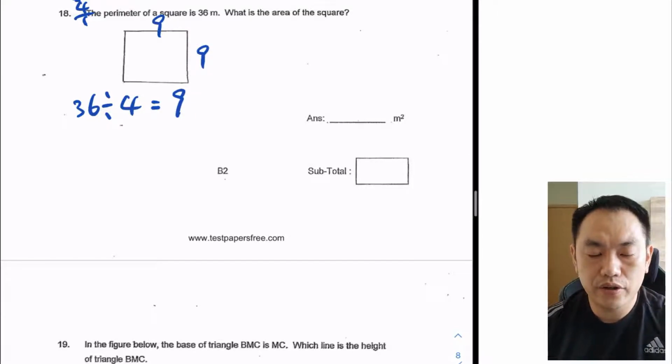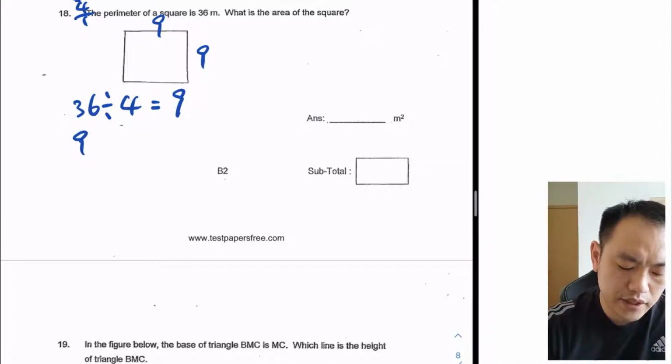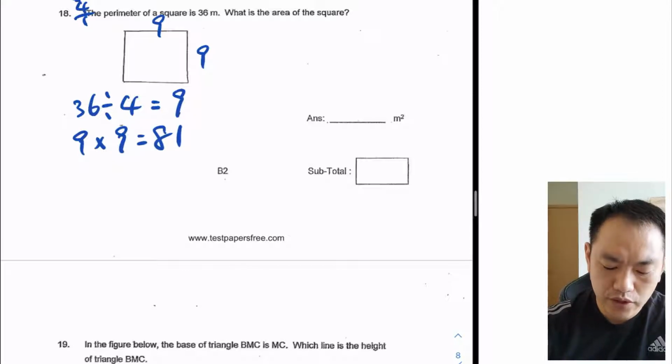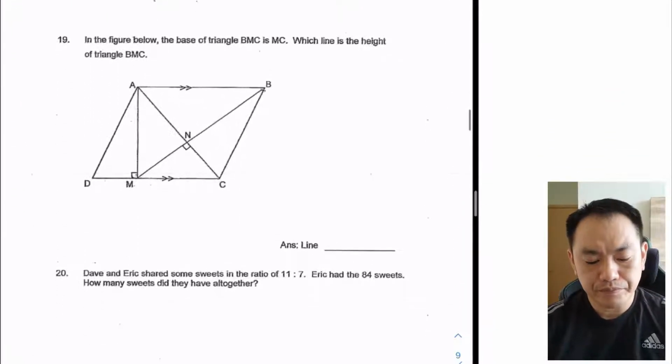And what's the area of the square? How do you get the area? For area, you take the side times the other side, which is 81. So the answer is 81 meter square. This should be quite straightforward. Let's move on to question 19.